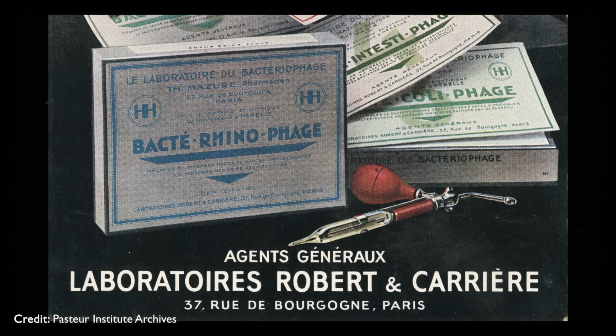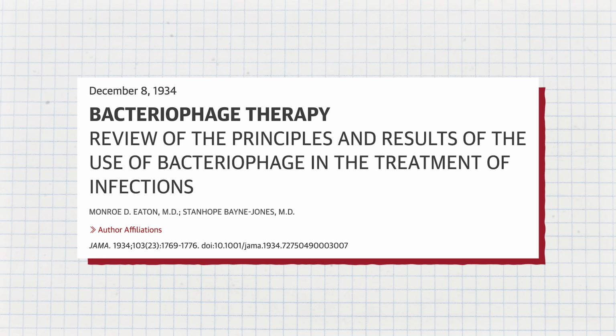So, that's the state of things by the 1930s and 40s. A bunch of companies had come out with phage-based medicines, including American companies like Eli Lilly, but there wasn't a ton of evidence saying that phage therapy worked. According to a 1934 review in JAMA, the available data was mostly ambiguous.